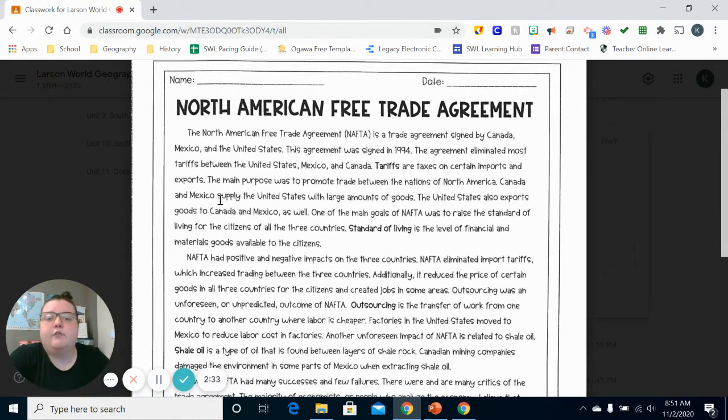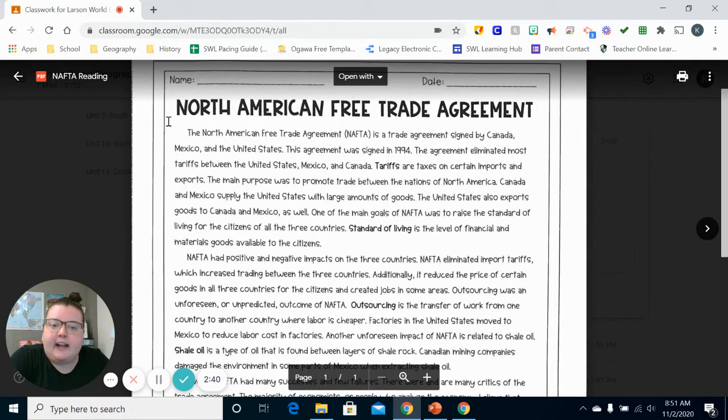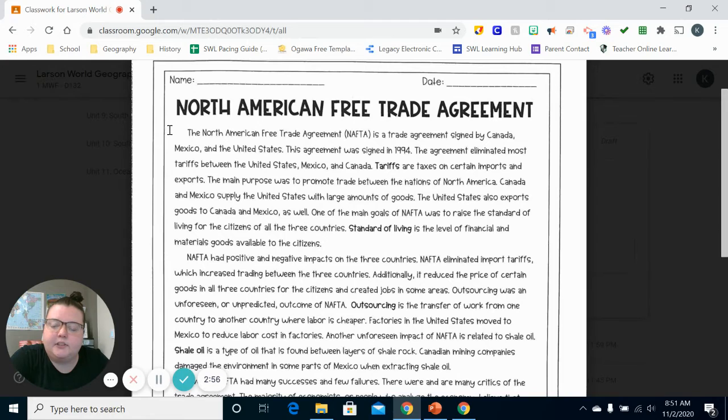So the North American Free Trade Agreement. The North American Free Trade Agreement, also known as NAFTA, is a trade agreement signed by Canada, Mexico, and the United States. This agreement was signed in 1994. The agreement eliminated most tariffs between the United States, Mexico, and Canada. Tariffs are taxes on certain imports and exports. The main purpose was to promote trade between the nations of North America.